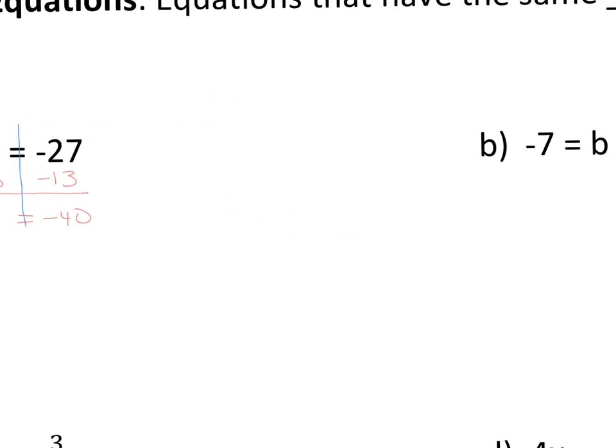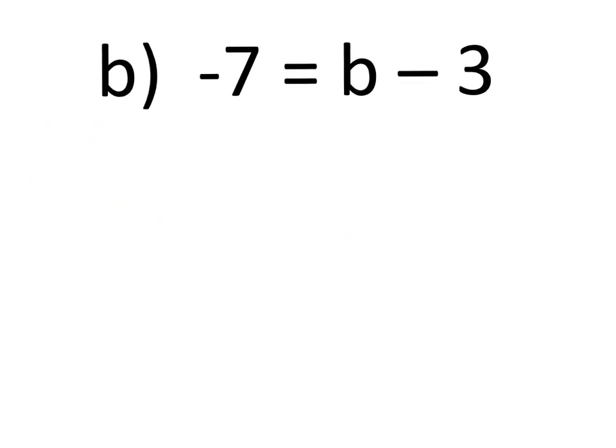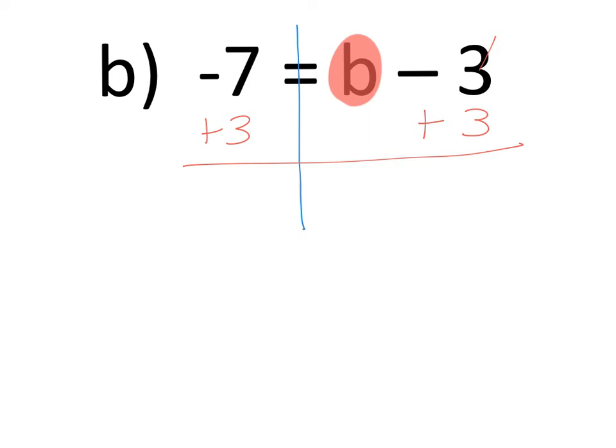All right, next example. Same thing: isolate the variable. Again, you look for the variable, in this case the b. If you need to draw a wall, draw your wall. Then I'm going to add 3 over because it's minus 3. So I'm going to undo it by adding 3 to both sides. Those cancel, so I have b on the right-hand side, and on the left, negative 7 plus 3 is negative 4. And that's my final answer.